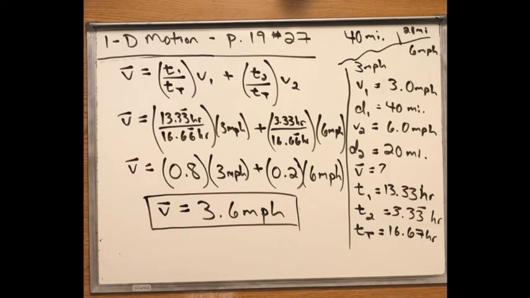Yes, it is true that 2/3 of the distance is spent at 3 miles an hour, but 80% of the time is spent at 3 miles an hour. And that's why the average speed is so much closer to 3 miles per hour compared to 6 miles an hour. Even though it's 2/3 of the distance, it's 80% of the time. And so that's why the average speed ends up being 3.6, so much closer to 3 than 6.